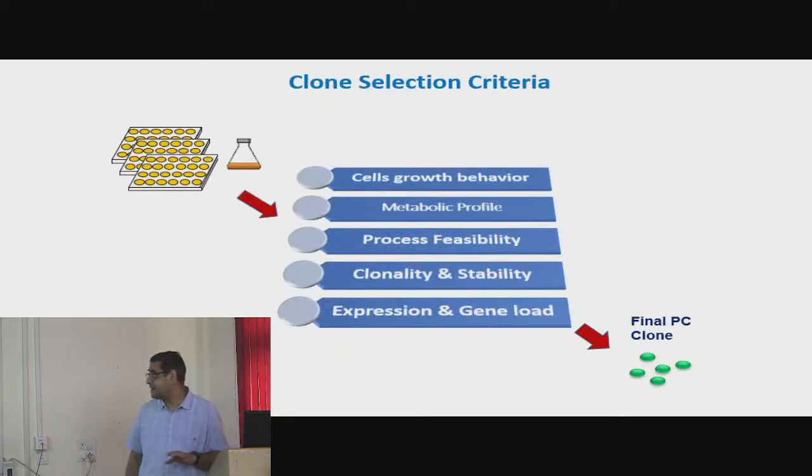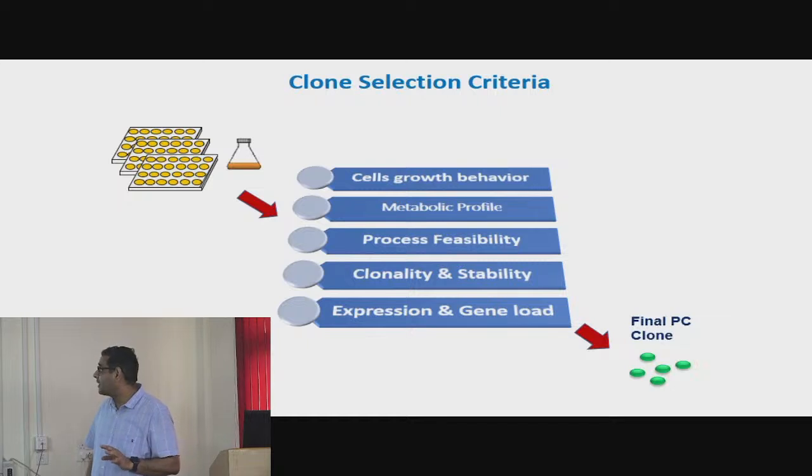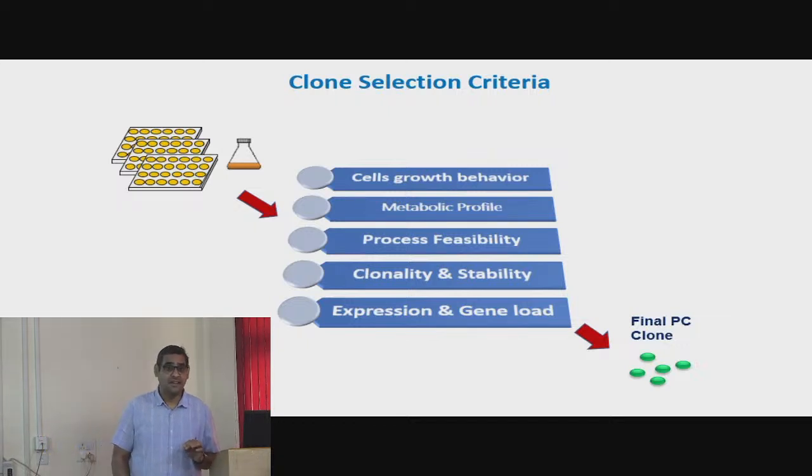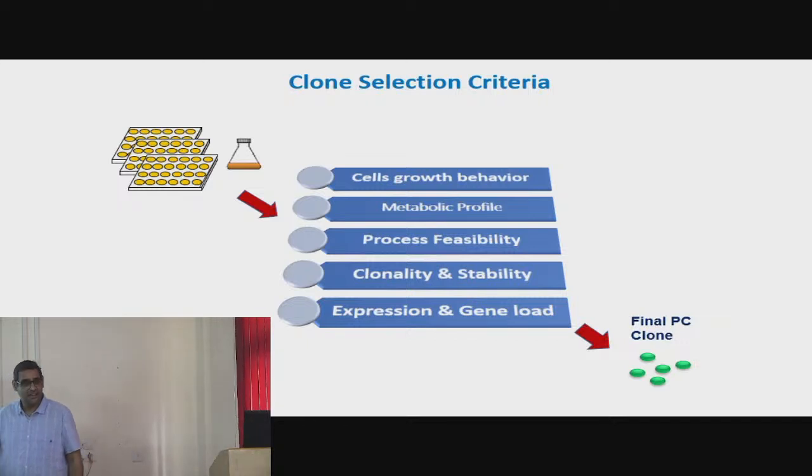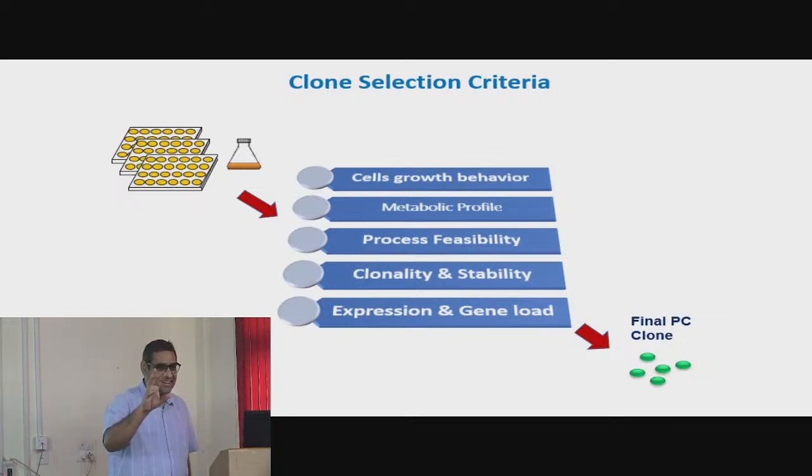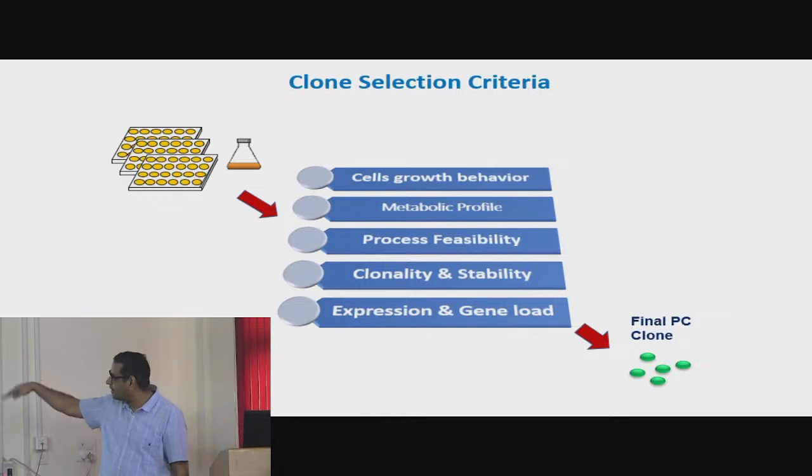Then clone selection criteria, going one by one. Clone selection criteria should be based on the cell's growth behavior, metabolic profile, process feasibility, clarity and stability, expression and gene load. If you are working on clones, you see here I have marked some green, okay? Green means all good clones. So we are having very few green cells, green clones, okay? All good clones which are having a good profile.